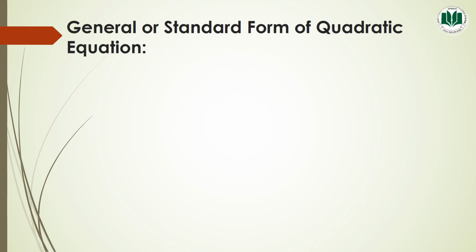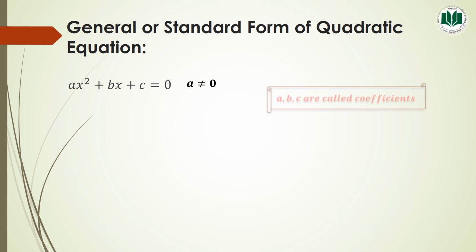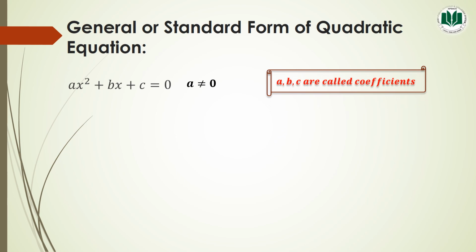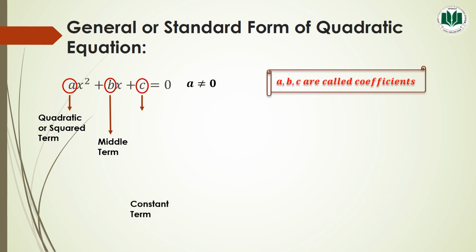Now, to solve the quadratic equations, we need to know that how to write a quadratic equation. Basically, ax square plus bx plus c is equals to 0 is the general or standard way to write the quadratic equation, where a should not be equals to 0. And you should know something about these a, b and c. A, b and c are known as coefficients of the quadratic equations, where a is the coefficient of the first term or quadratic term, b is the coefficient of the linear or middle term, c is a constant or third term.